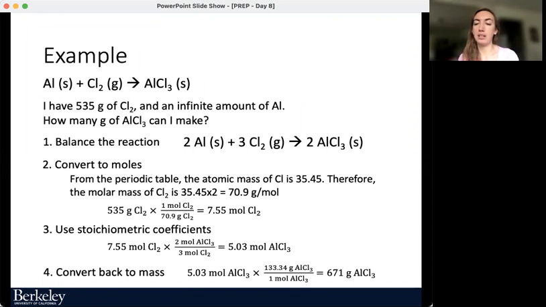Yes, you will always need to be comfortable using the periodic table to figure out the molar mass of your different compounds so that you can convert between grams and moles. So today, I'm going to do that part for you, just so we can focus on this, but definitely you'll need those skills of converting between moles and mass. Any other questions on how I did this?